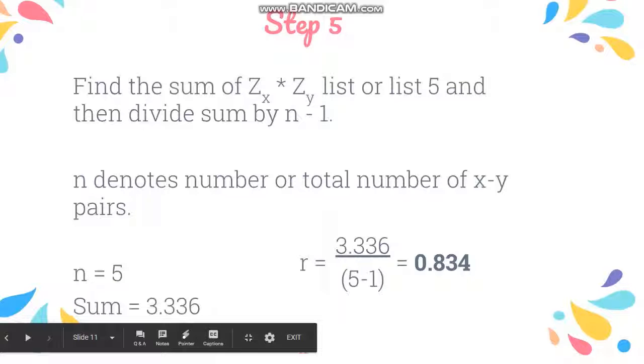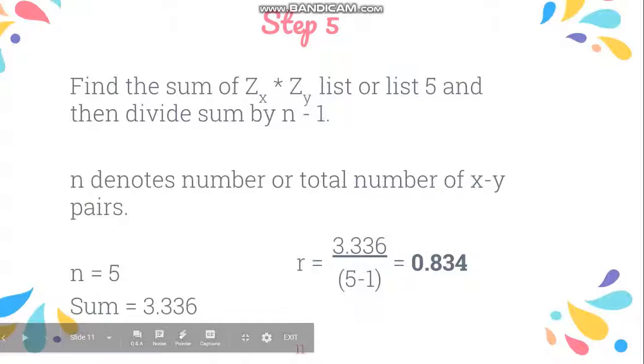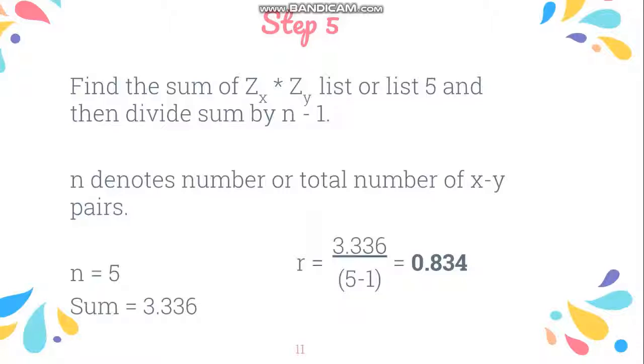And now you find out what r is by doing r equals 3.336 divided by 5 minus 1, which is 4, which gives you a value of 0.834.